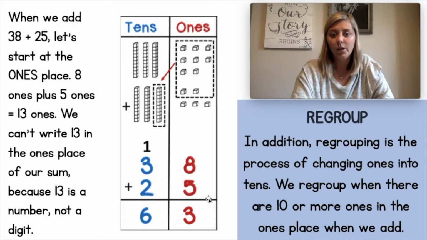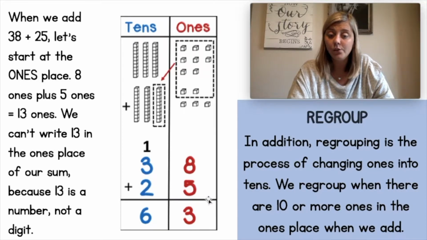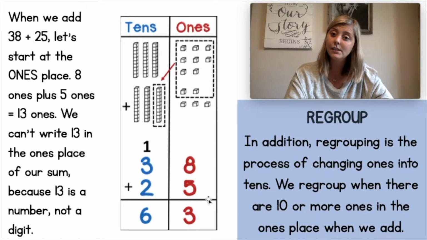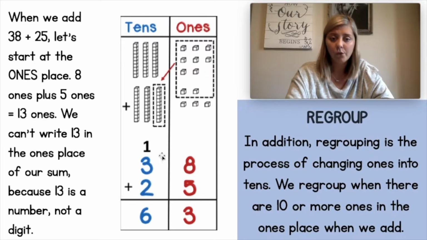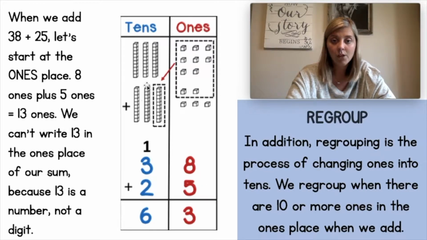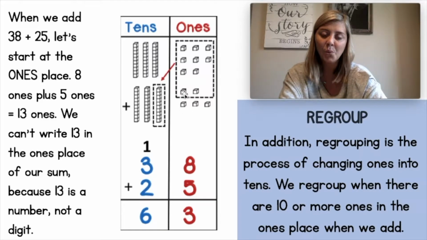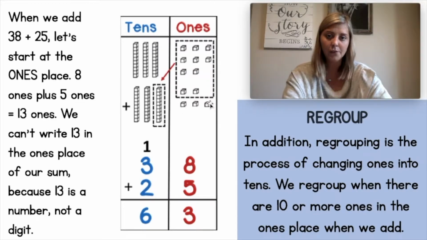38 plus 25. This example uses a base 10 model, meaning that they drew a model using 10 sticks and 1's cubes. So for 38, that's 3 10s, 10, 20, 30, and 8 1s. 1, 2, 3, 4, 5, 6, 7, 8. Then they drew 25. 10, 20, and that 10 stick isn't there just yet, and then 5 1s. 1, 2, 3, 4, 5.